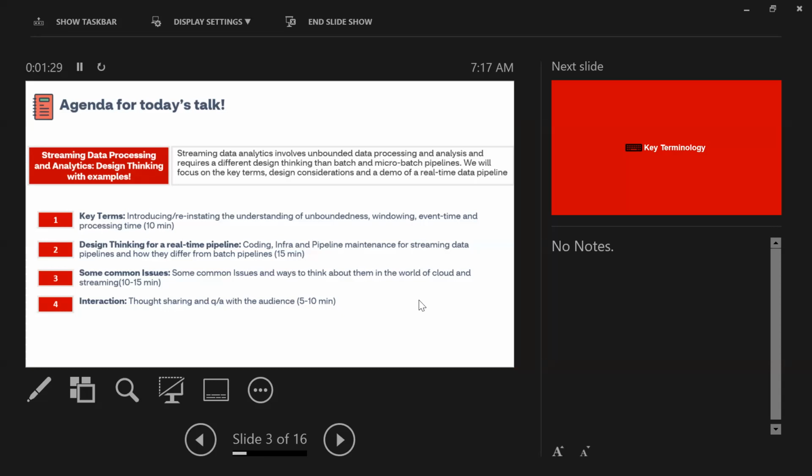And then talk about design thinking for a real time pipeline. What are some common issues that we face? And what are some options or thinking strategies to solve those? And then we can probably interact more.